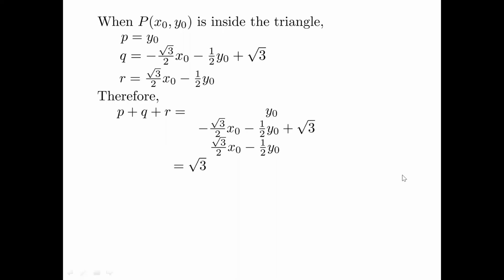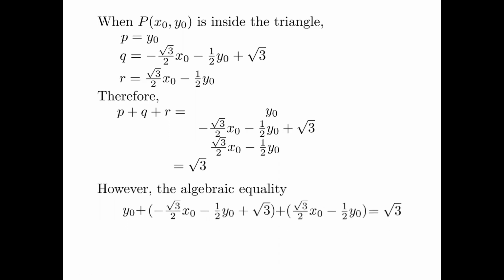Compared with the area method, this normal equation approach seems trickier. Are there any advantages to it? Let's look at the algebraic equality. This equality works for all real numbers x0 and y0, no matter where the point is, inside or outside the triangle. It is just algebra. What does that mean?